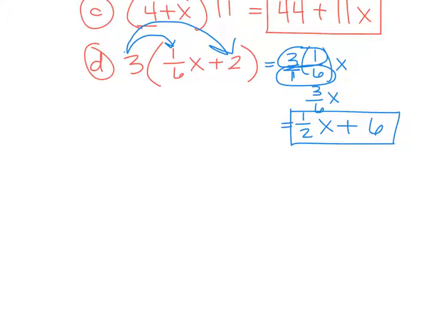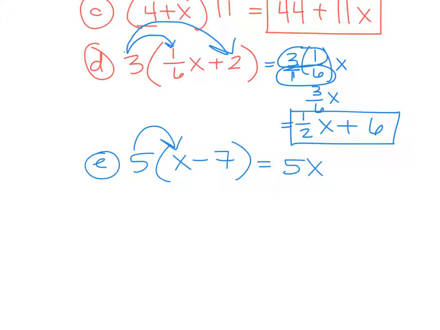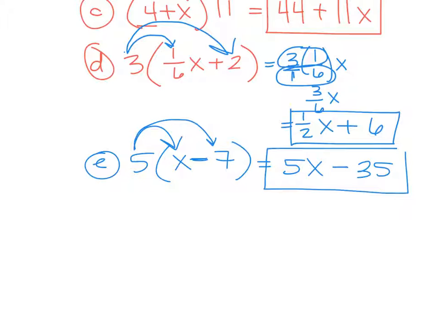Okay, how about this one? 5 times x minus 7. What's your first term going to be? 5 times x, so 5x. And then it's minus, because we're subtracting, and then you do 5 times 7, so 35. Okay, questions on that? Okay, Jada, you wanted one like B, the second one? Yes.